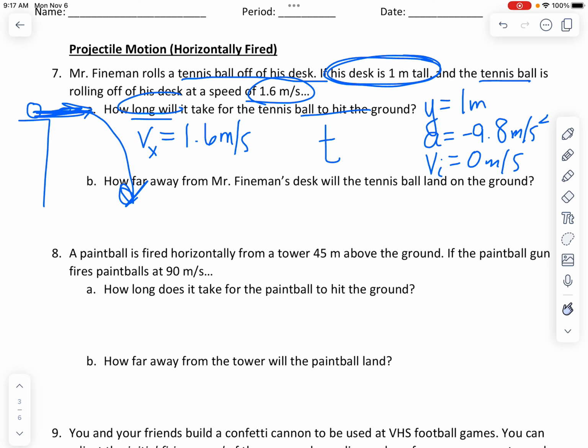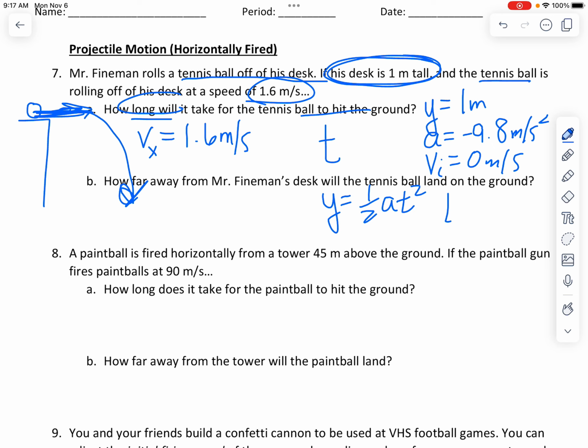So I'm going to use the distance, or Y, the height. The height here equals the initial velocity times time, which is 0, so I don't need that term, plus 1/2 AT squared. And now you're going to solve for time.